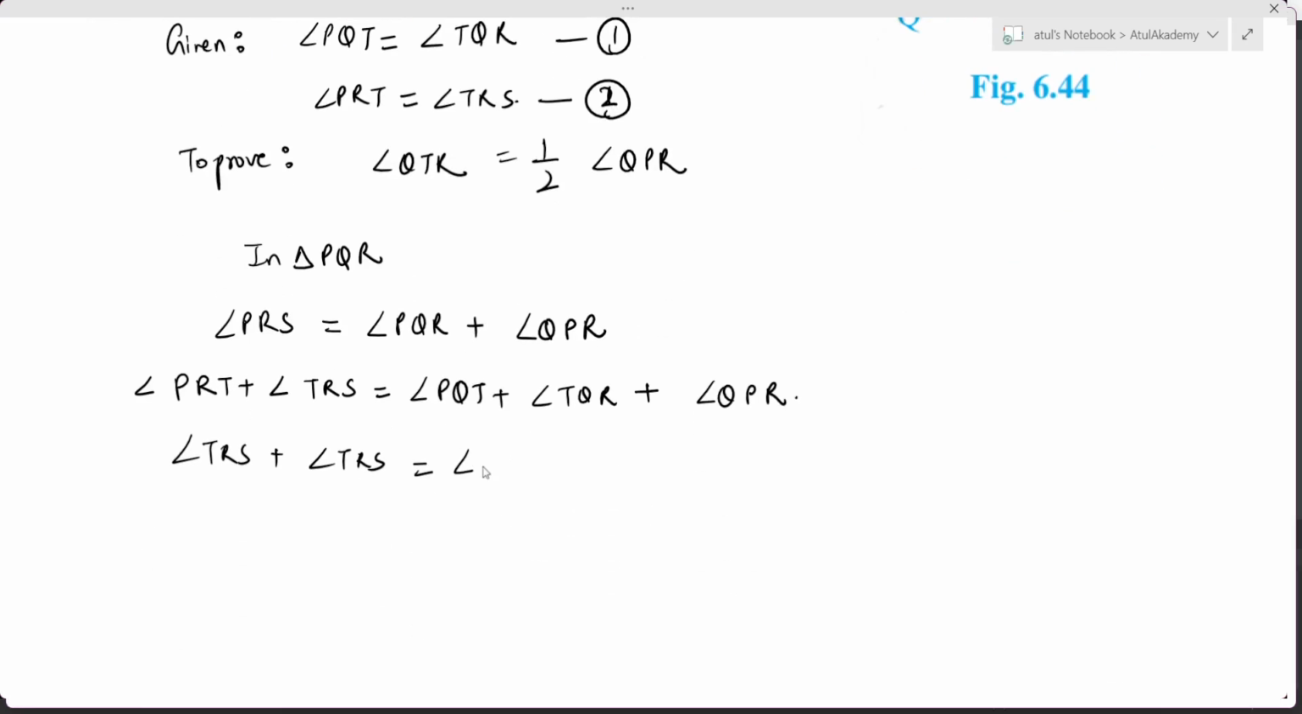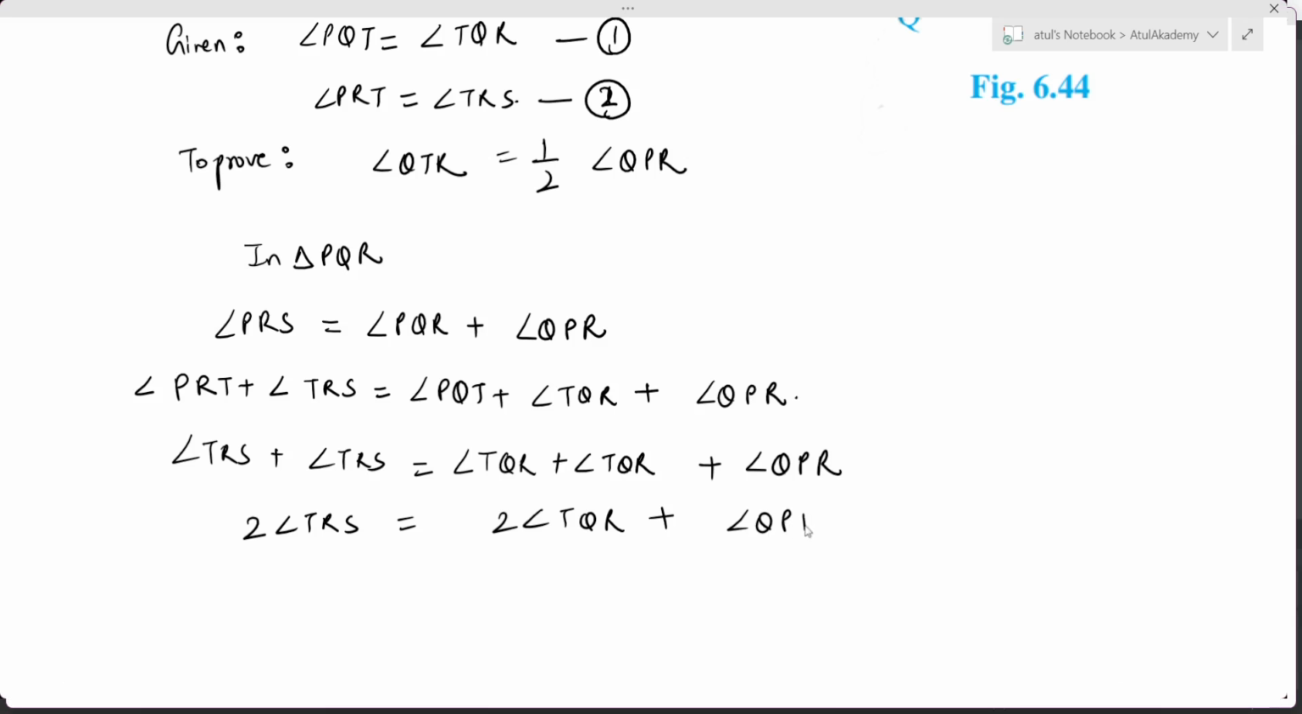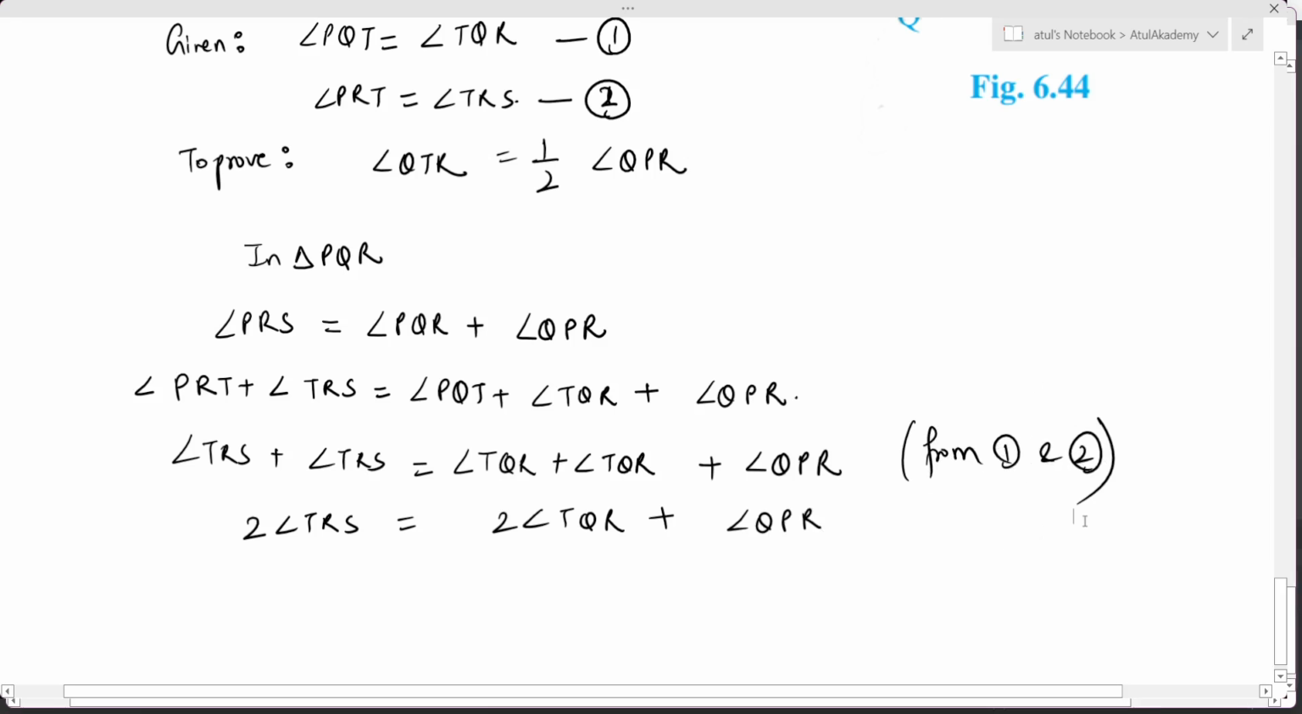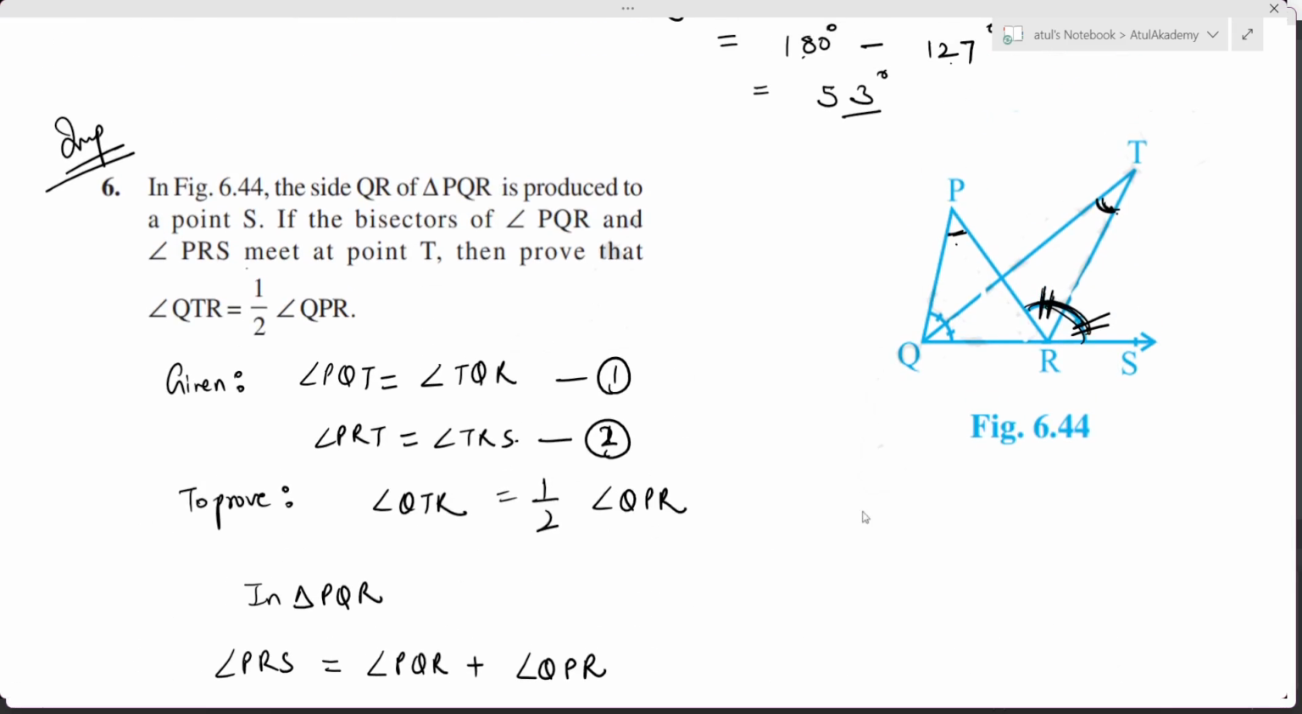I'll write it as TQR and TQR plus angle QPR. Fine. This is twice of TRS and this is twice of TQR. That's QPR. I have done it from 1 and 2. Got it? Okay, students. Now, if you look at the figure, I'll write that part over here.